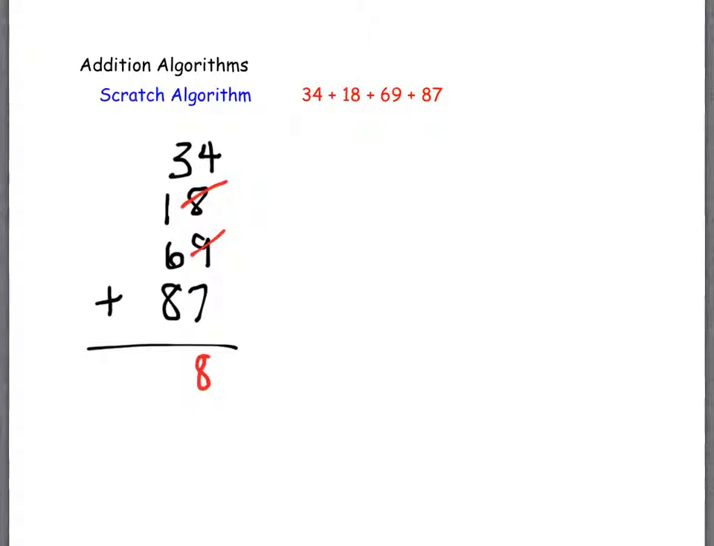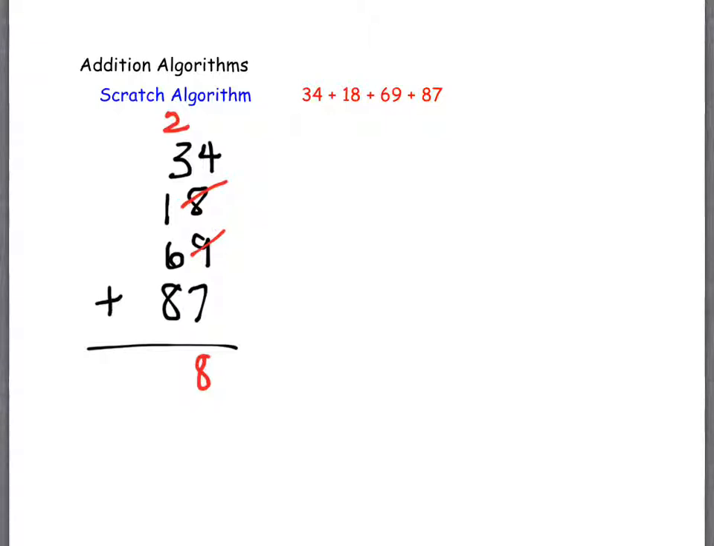Count your scratches. How many scratches did we have? 2 scratches. And the reason we had 2 scratches is because those were the 2 times when we exceeded the value 10. So I'm carrying 2 tens over, because that's what those scratches represented. The scratches represented getting a 10.